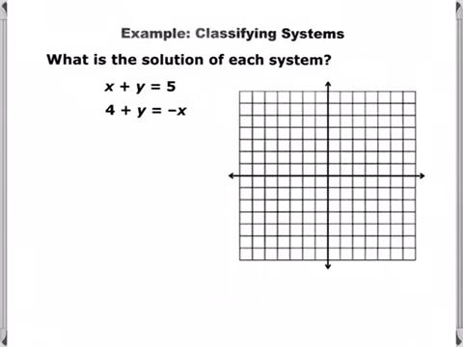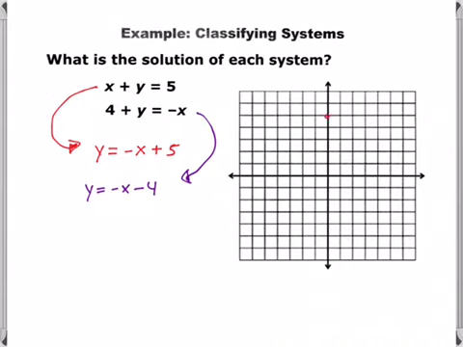And then the last one, we want to do the same thing here. We want to rewrite our equations because neither of these is in slope-intercept form. So for the first one, I've got to subtract x from both sides. So I get y equals negative x plus 5. In the second equation, I need to subtract 4 from both sides. So I've got y equals negative x minus 4. And now I just want to graph these.